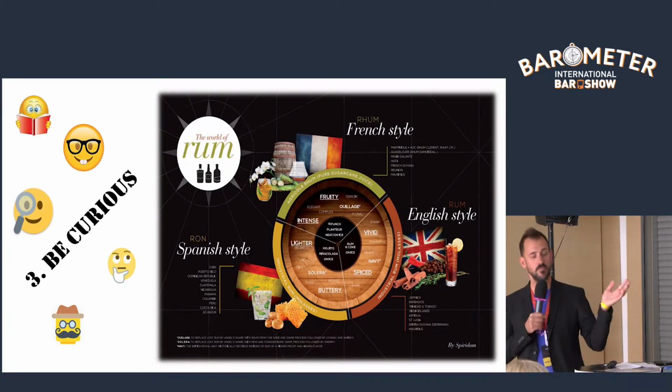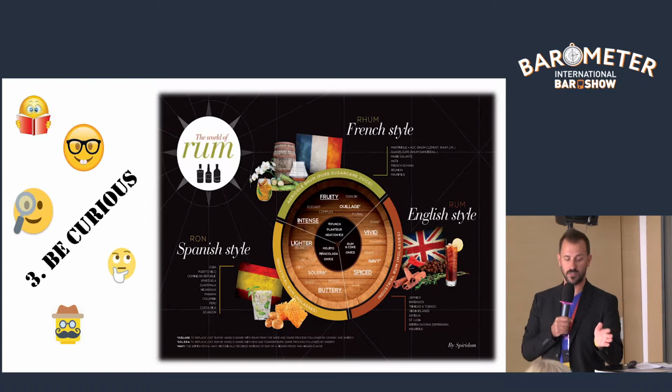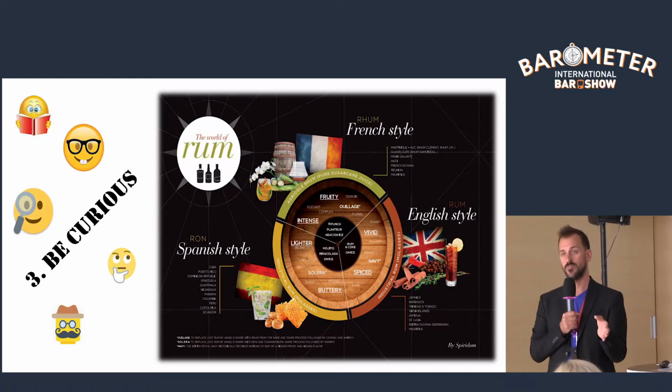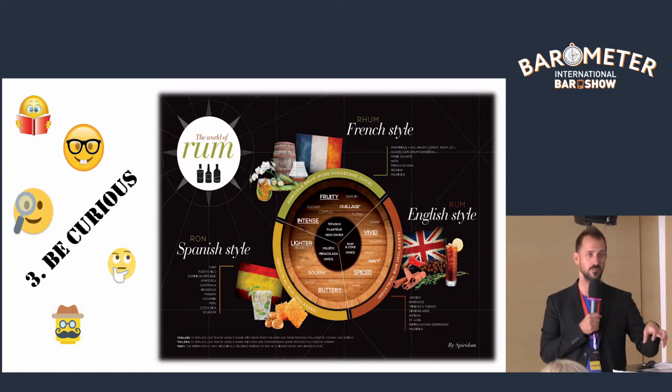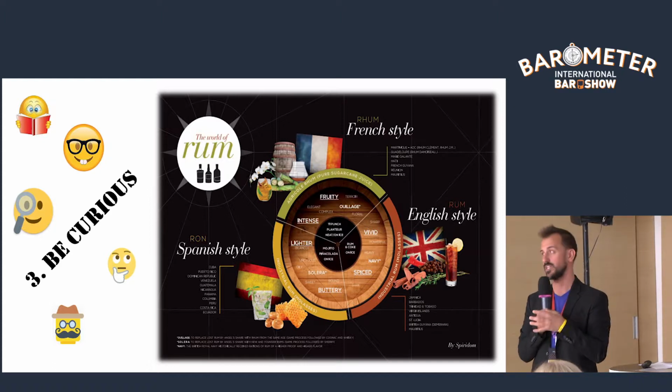And also if you see many of the other spirit categories, you have regulations about if you can add something or you cannot add something after the distillation.